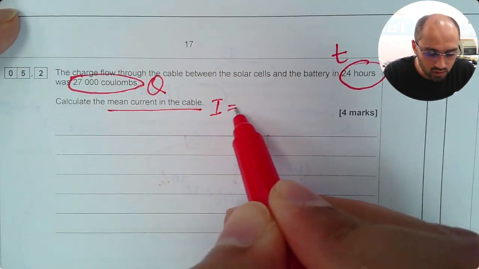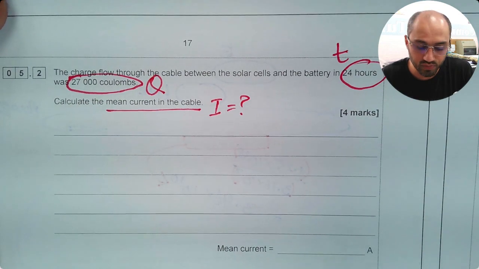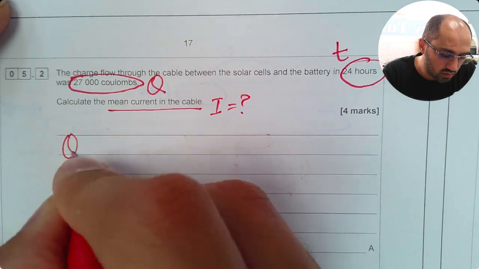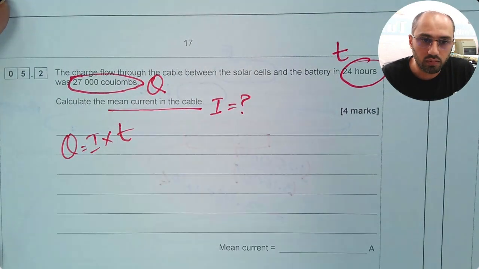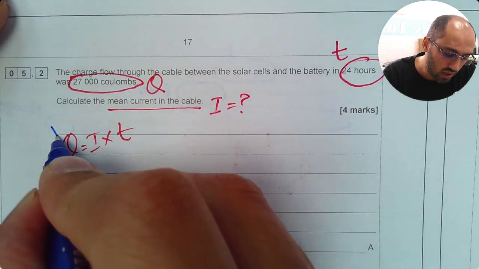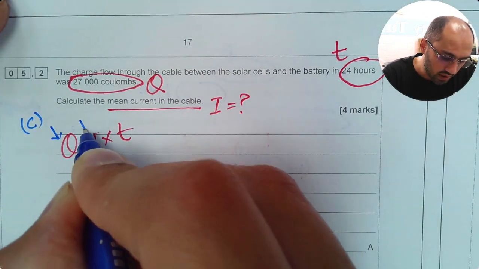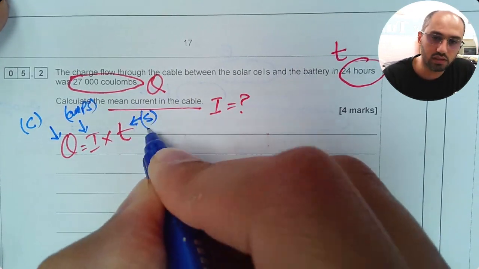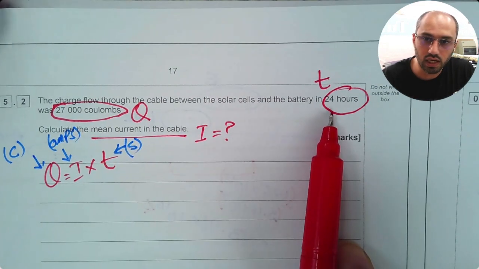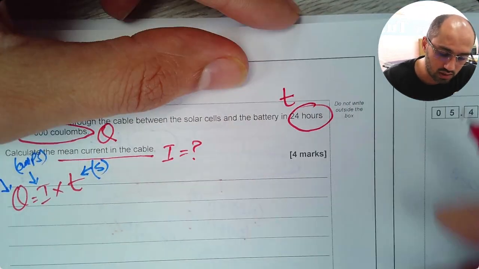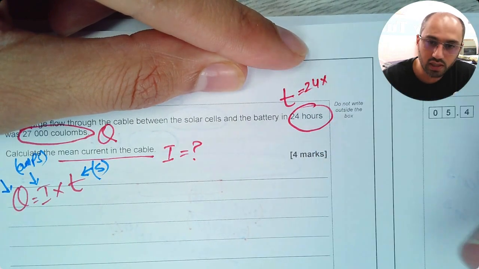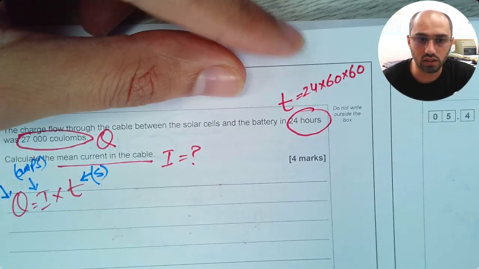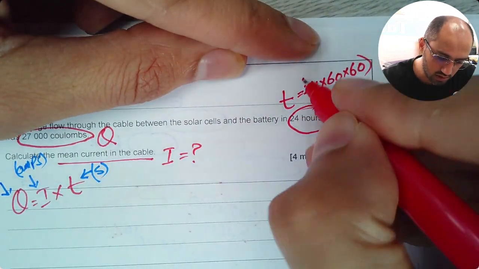I do not know the value of current, which is represented by letter I. Now I need to pick up an equation that links these 3 variables. The equation is Q is equal to I times T. Now remind yourself, in this equation, Q has a unit of coulombs, I has a unit of amps, and T has a unit of seconds. So you will need conversion of these hours into seconds. How do you do that? We'll just do 24 times by 60. This will convert it into minutes, and then you multiply it once more by 60 to convert this time into seconds. Now this is in seconds.